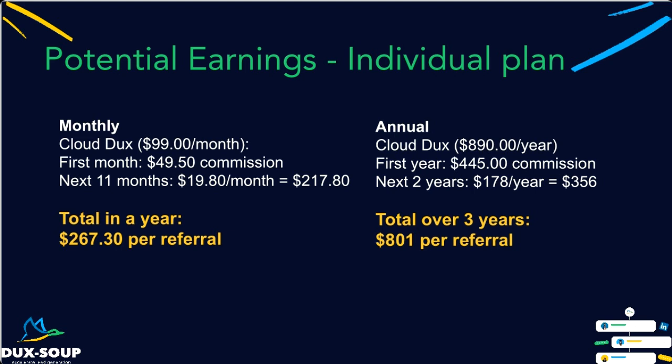Here are some potential earnings on the individual plans. We're taking a look at the Cloud Dux over here. For the monthly, it's $99 per month. So the first month you should be getting a commission of $49.50. And for the next 11 months, a total of $217.8. So in a year, you're making $267.30 per referral.